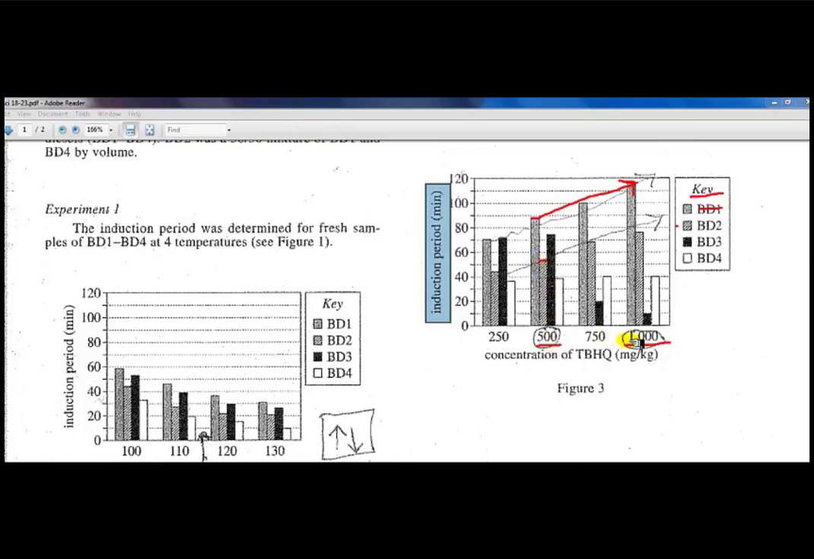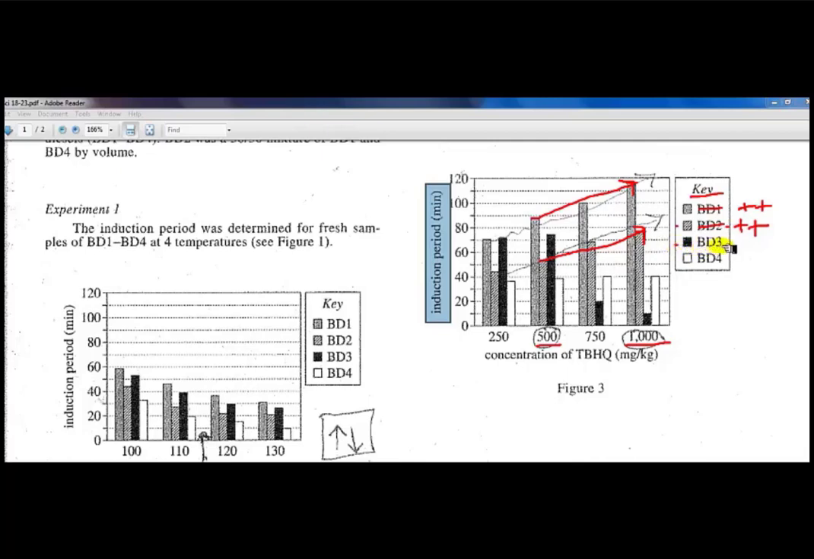When we move over to the 1,000 concentration, you see the striped bar, which is BD2, now increases to roughly 75. Draw an arrow here, and you see that as we increase from 500 to 1,000, the bar increases. That is a positive relationship, plus plus, which is what the chemist predicted. And we are looking for the one that's inconsistent that can be crossed out. We go to the next one and continue on with the same process.